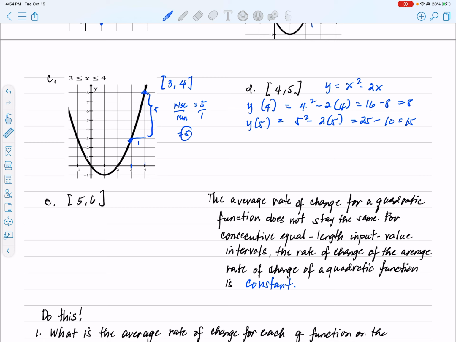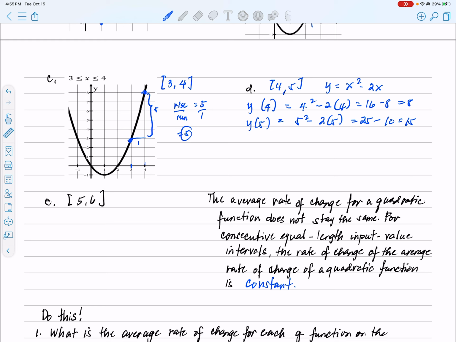So, finding the rate of change, remember? y2 minus y1 over x2 minus x1. Sorry for that. This is the interval of 4, 5. So what will be our points right here?